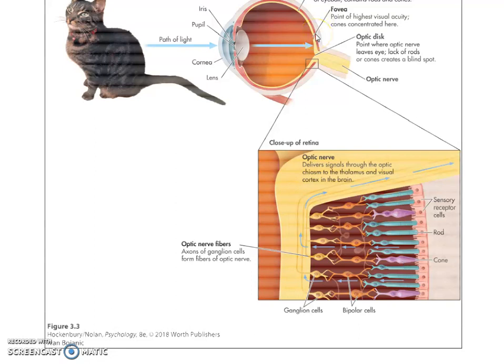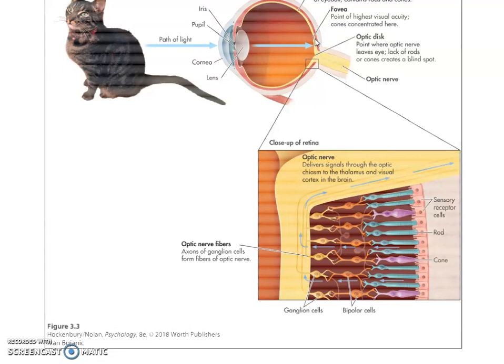Now going back up to the picture, up above, the fovea. Cones are concentrated in the fovea. There are no rods there. And outside of the fovea, cones are scattered throughout the retina. So we have cones all over the place, but they're really concentrated in the fovea.